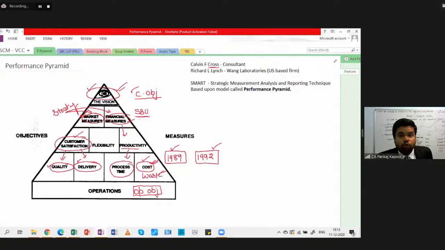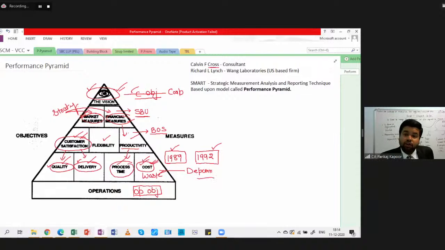This says vision is usually mentioned at the corporate level. They say these strategies are developed at the strategic business unit level. They say customer satisfaction, productivity, and flexibility need to be ensured or enhanced at the business operating system level. These four things: quality enhanced, delivery improved, processing time reduced, waste reduced, must be ensured at the department level.